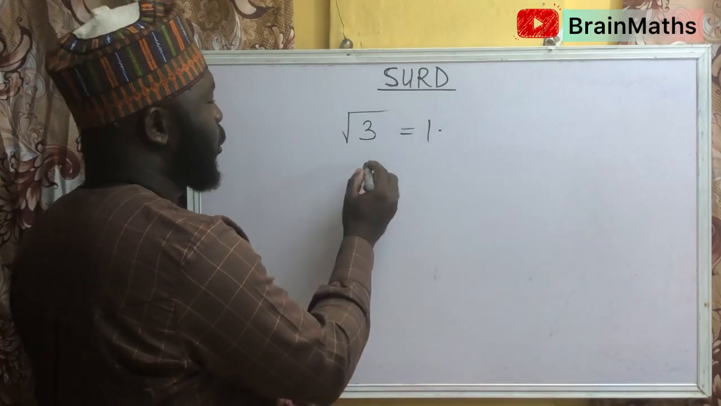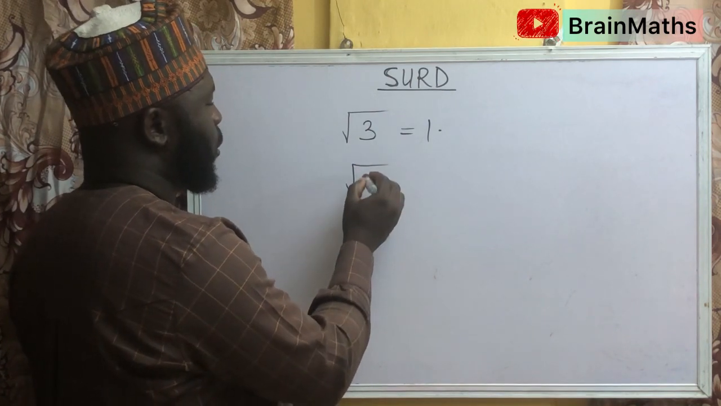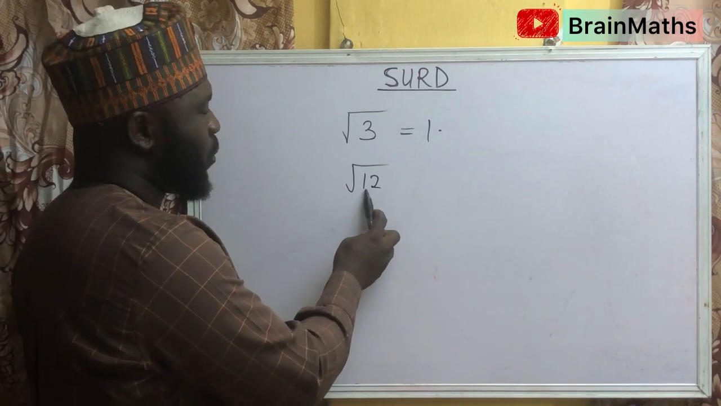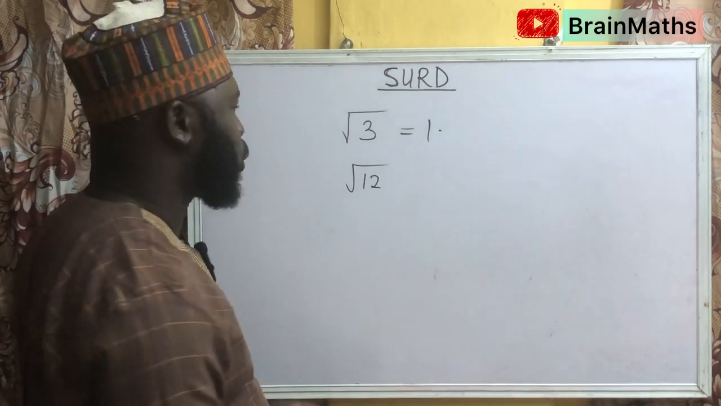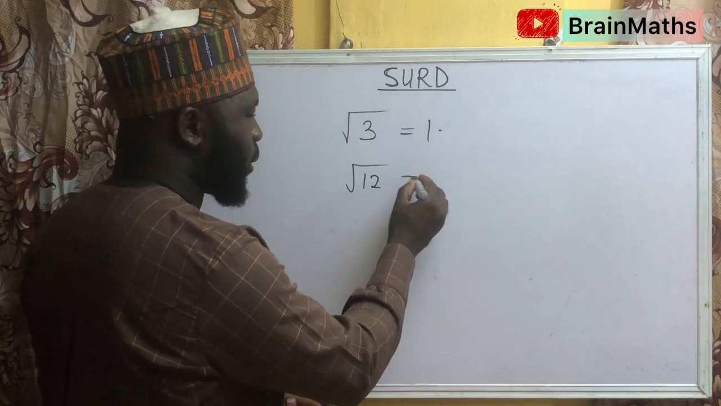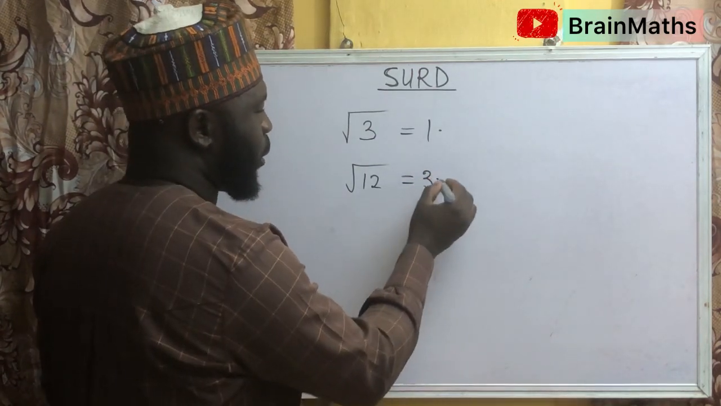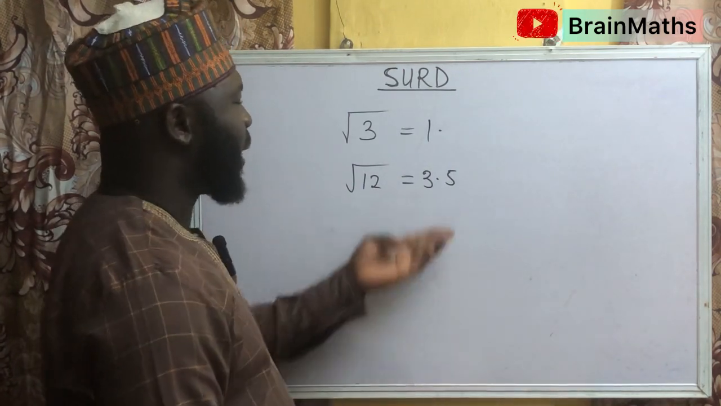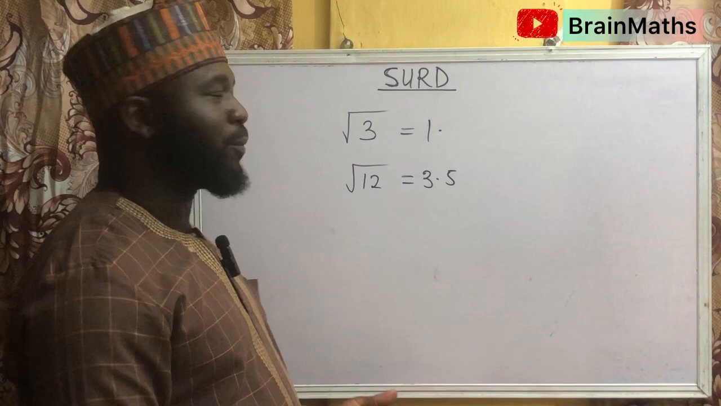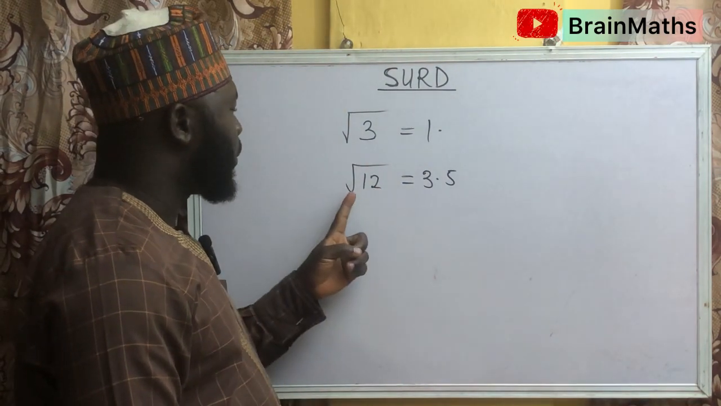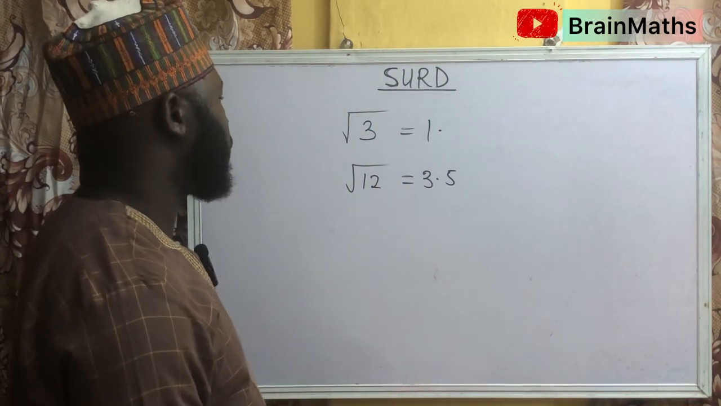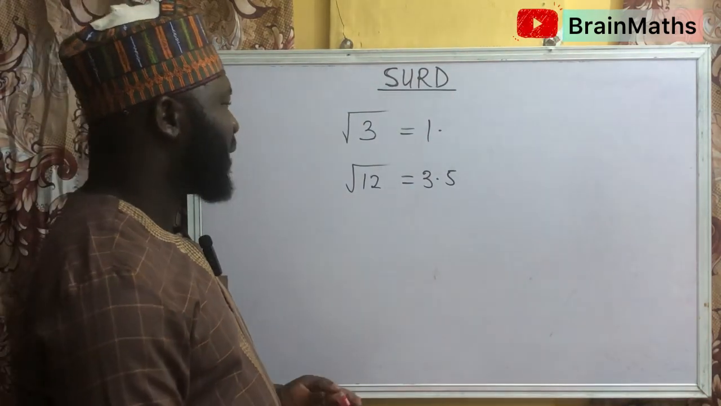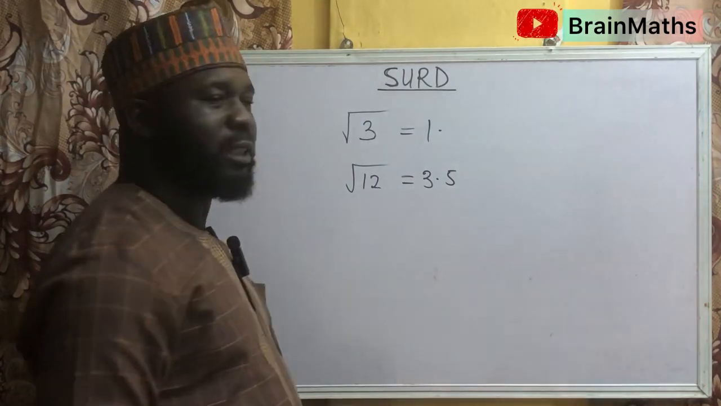For example, if you are given the square root of 12, we cannot get an actual number for the square root of 12 because it is also going to give us 3.5 something. And we don't want to write it this way. So it is better for us to look for a way to simplify this square root of 12 and make it look more beautiful mathematically than writing it in decimal.